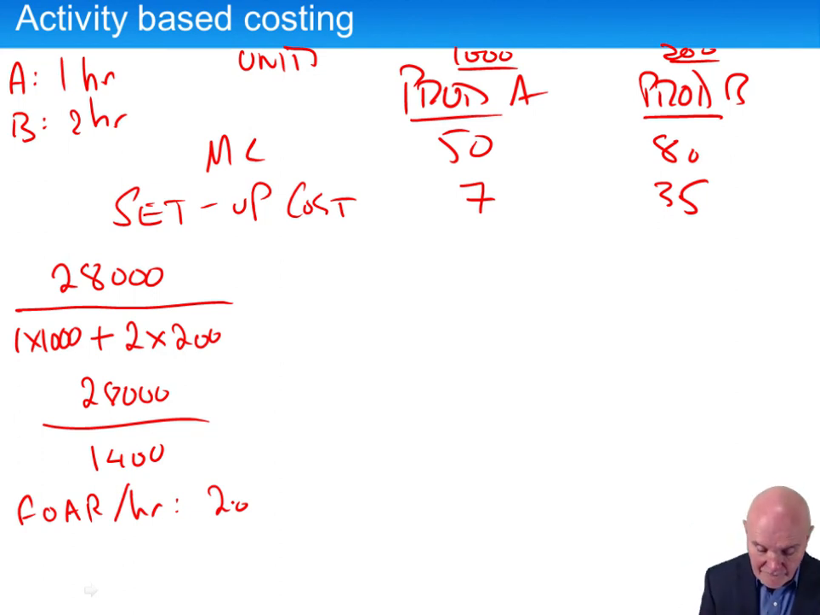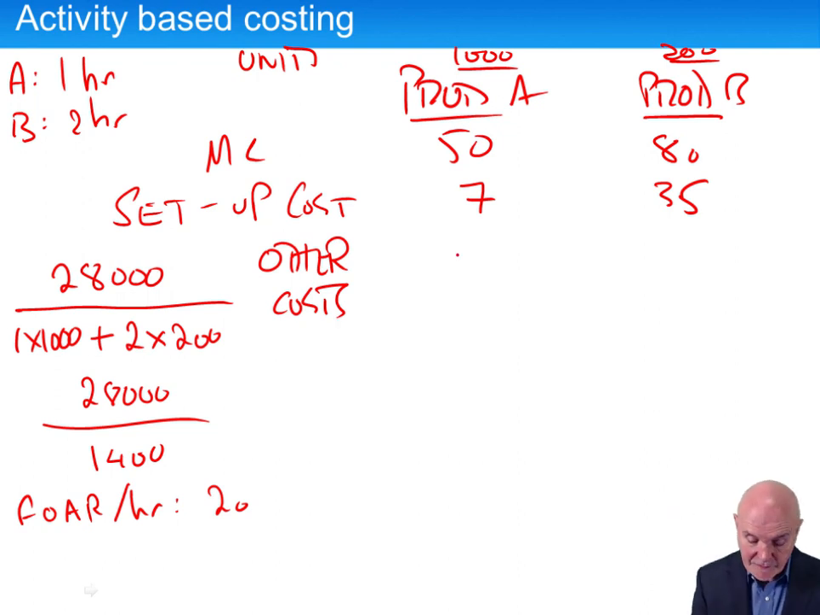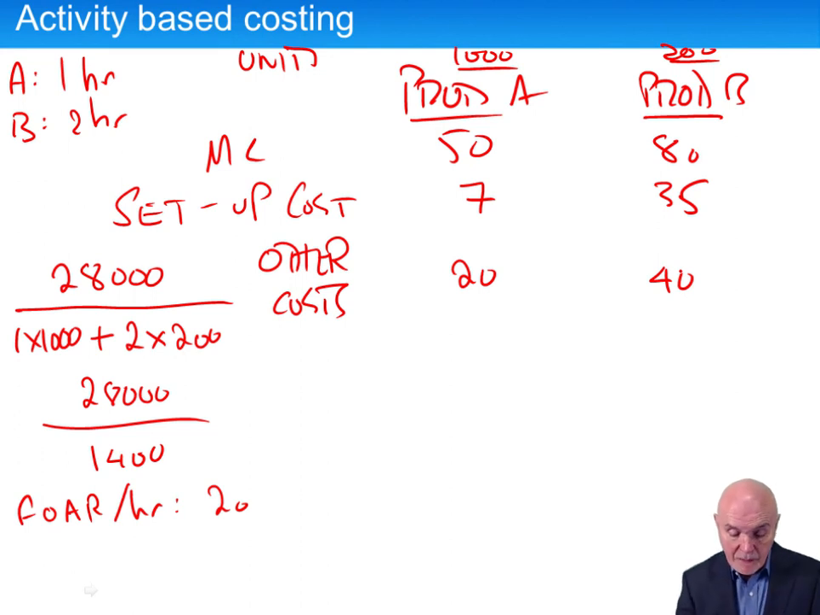This would mean that the other costs here, we said that A takes 1 hour, so it'll have 20, and B will take 2 hours, so there's going to be basically 40. And this will absorb all of these 28,000 overheads, because we have 1,000 units at 20, that's 20,000. We have 200 units at 40, that's 8,000, and that comes back and will absorb that 28,000.